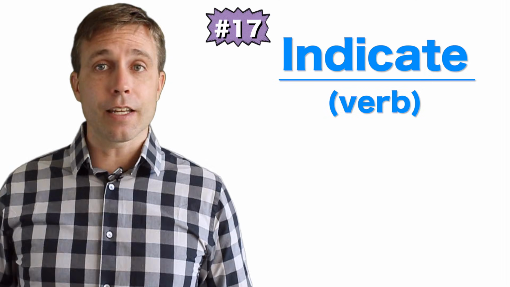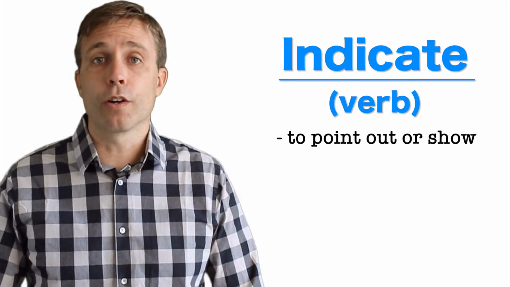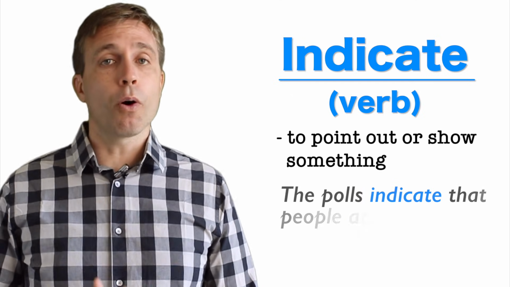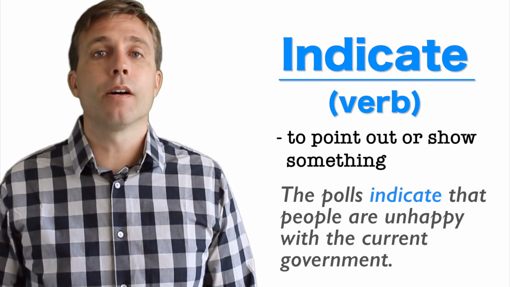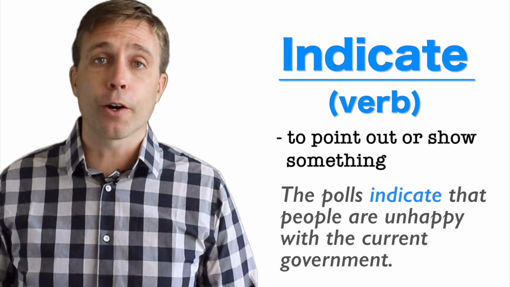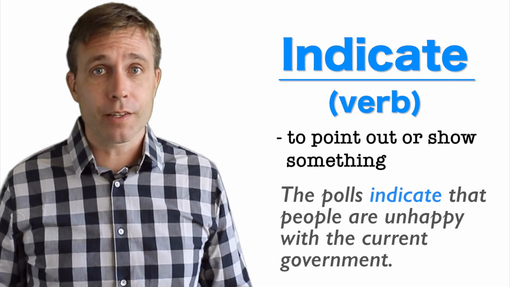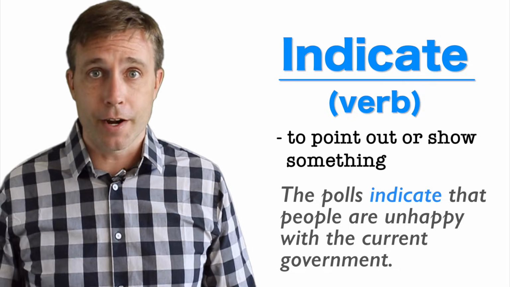Number 17 is indicate. And to indicate is just to point out or show something. For example, we could say that the polls indicate that people are unhappy with the current government. What do they indicate? What do they show us? They indicate that people are unhappy.